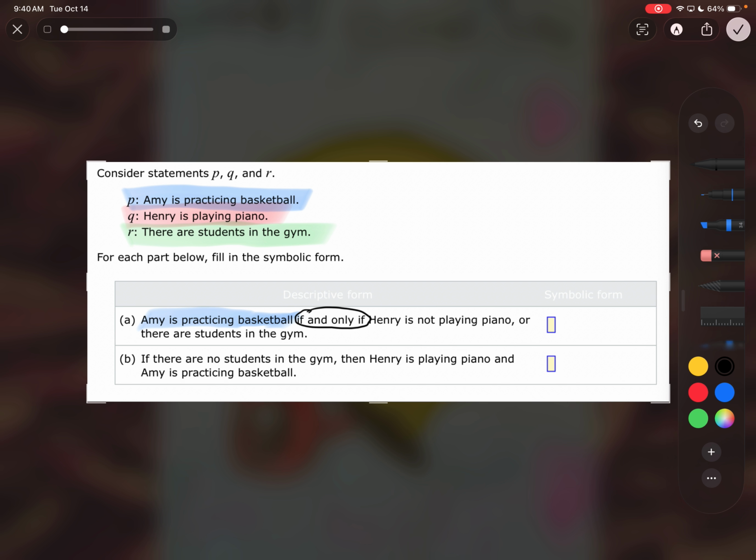Henry is not playing piano, so you got to be careful with the not in there. Henry is not playing piano. Or there are students at the gym. Okay, so we would write for this one, Amy is practicing basketball is P, if and only if Henry is not playing piano, or there are students in the gym.